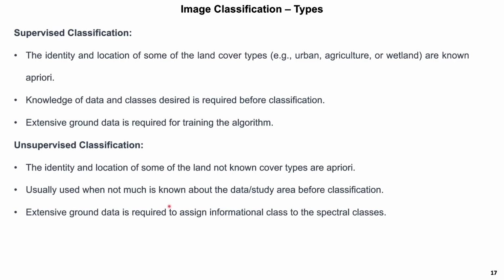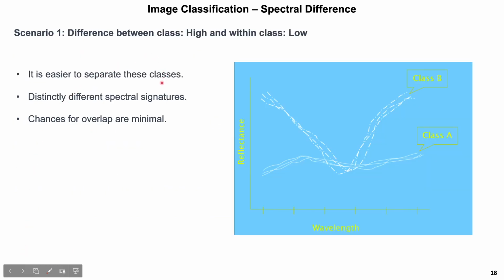And for this, much ground truth data is not required. Only for accuracy assessment will you need the ground truth data. So in unsupervised classification, there is no training. You will directly run the algorithm and then assign the classes later. In supervised classification, you need training data, you know the classes, and you will perform the classification. So while doing this kind of analysis, it will be inherent in the algorithm.